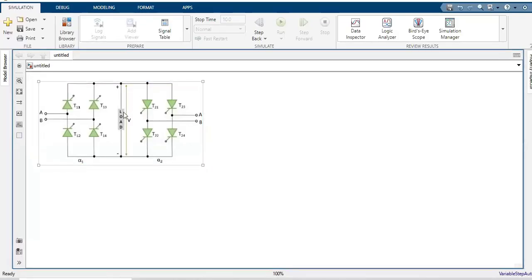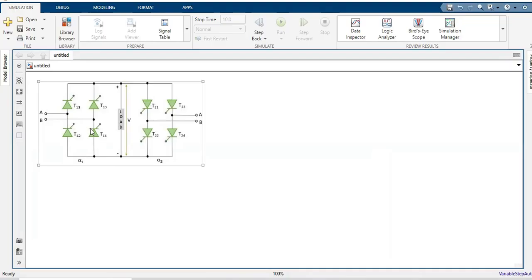So to construct the dual converter, we need to use two full converters, and we need to connect the two converters in the anti-parallel mode. In non-circulating current mode dual converter, at one particular time, only one converter will be in operation. When converter 1 is in operation, converter 2 will not be operating. When converter 2 is in operation, converter 1 will not be operating.